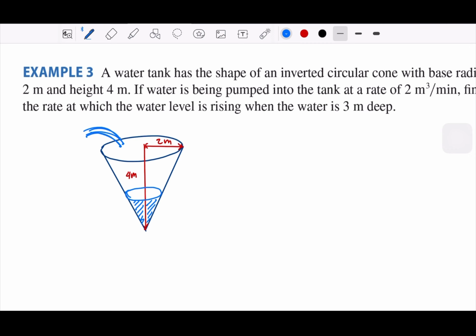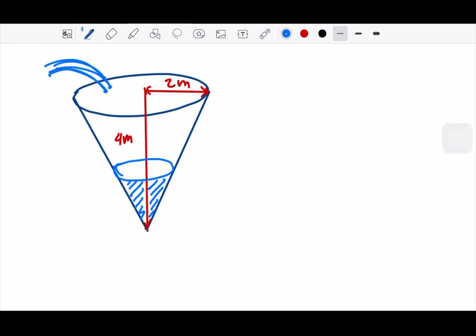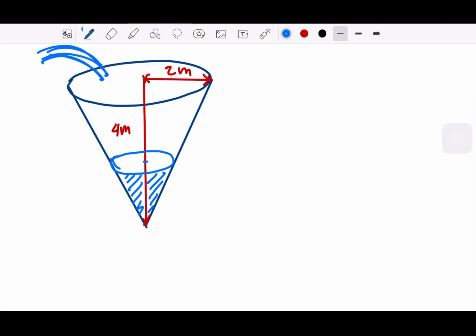Okay, let me write in a different color. Let me write it green. Let's say we have, this is R, and this will be, let's say H for height. Maybe it's easy to follow. So let's say this is H. Or maybe let me write here, h.